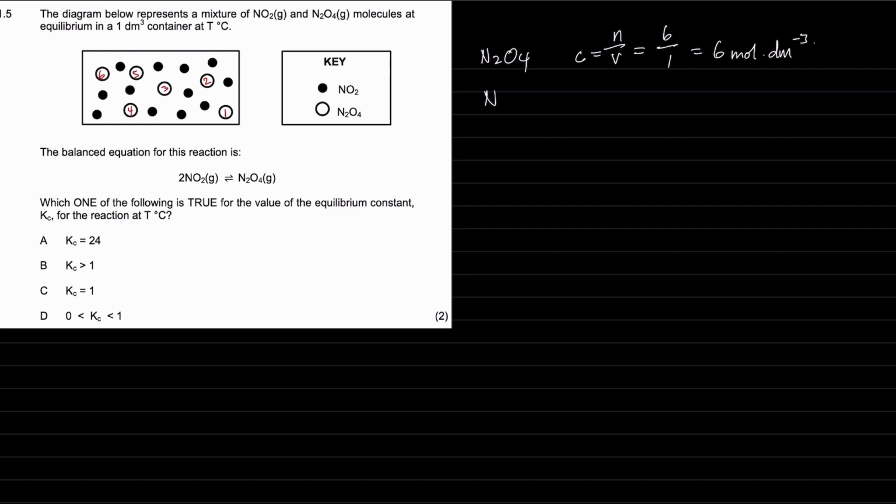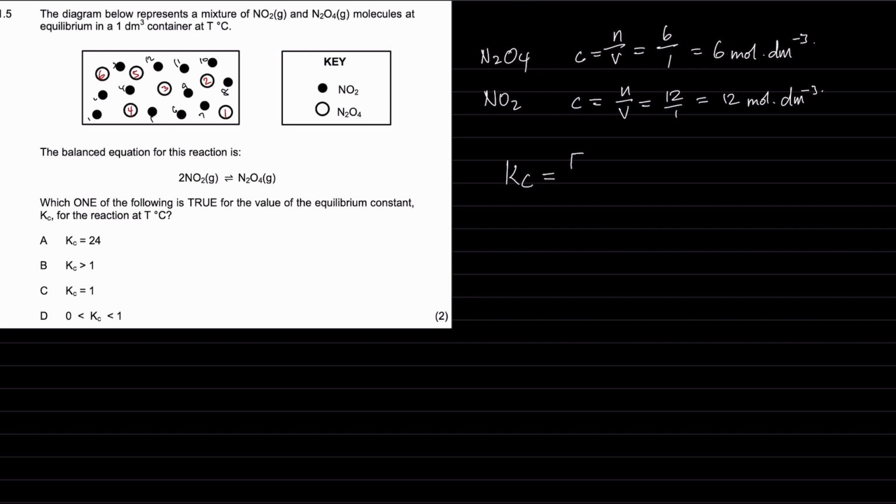And for NO2, we can do the same thing. So we can count it if we want. That's going to be 1, 2, 3, 4, 5, 6, 7, 8, 9, 10, 11, 12. So concentration is equal to number of moles divided by volume, 12 divided by 1, which is 12 moles per dm cubed. And now we can calculate Kc.